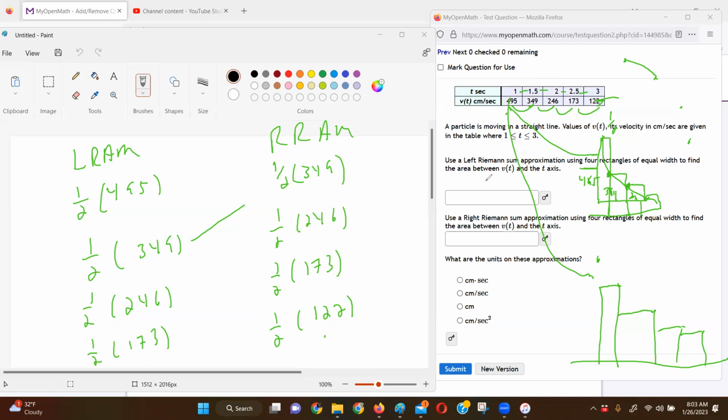Okay, so that's LRAM, RRAM, and then what are the units? Well, we're multiplying seconds times centimeters per second. So if you think about unit analysis, the seconds cancel out. So that's going to be centimeters is what the units are. And it's the distance traveled. Okay, so hopefully that helps you do this question.